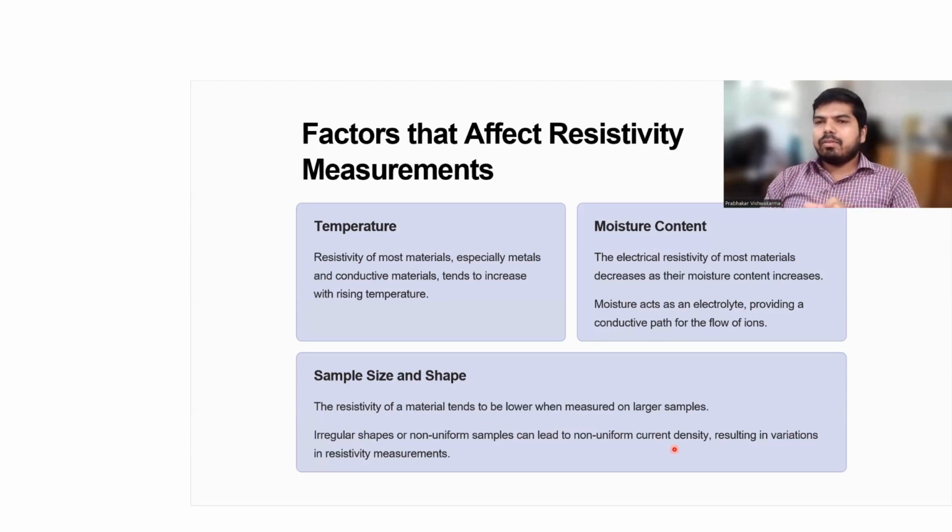In the case of moisture content, the electrical resistivity of most materials decreases as the moisture content increases, because moisture acts as an electrolyte, providing a conducting path for the flow of ions. The third one is sample size and shape. The resistivity of a material tends to be lower when measured on large samples. Irregular shape or non-uniform samples can lead to non-uniform current density, resulting in variation in the resistivity measurement.